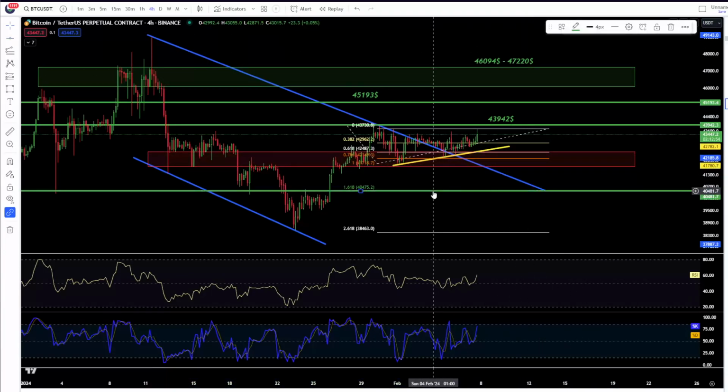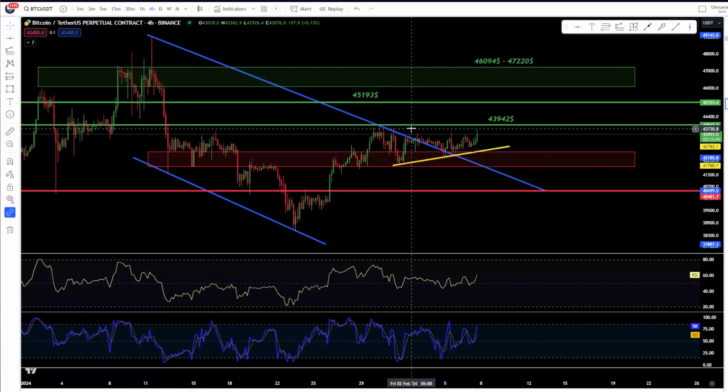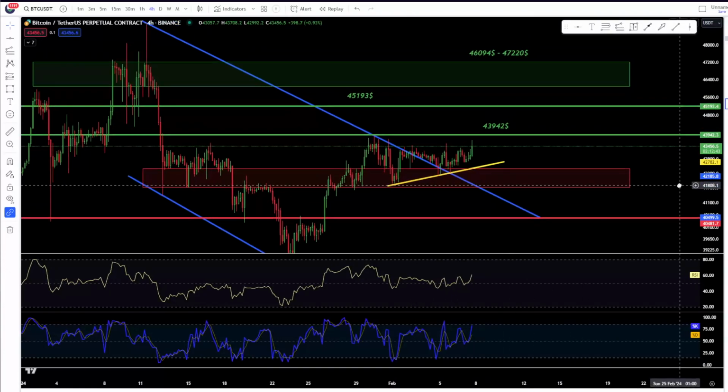And then we can see support around $40,481, which is the first support after returning to the sapping trend channel.